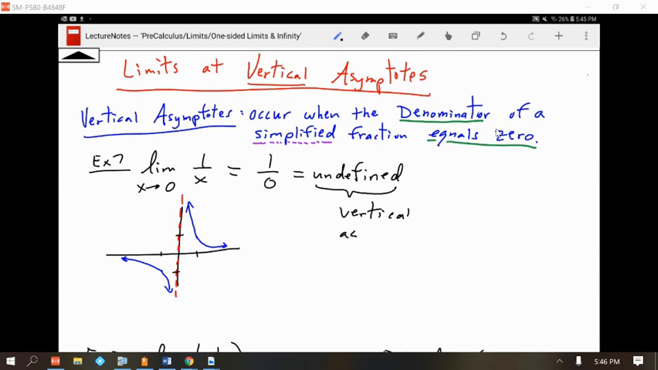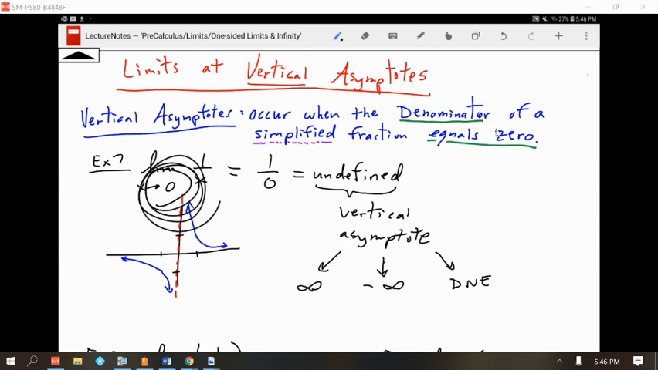Vertical asymptote. So when you have a vertical asymptote, there are kind of 3 answers that can happen, okay? You could get infinity, you could maybe get negative infinity, or you could possibly get D and E. As I approach 0, I could get one of those 3 answers, okay? And this is 0 from which side? This is 0 from both sides. So the left side of 0, right? The first question you have to ask yourself is, what's the limit as x approaches 0 from the left of 1 over x?